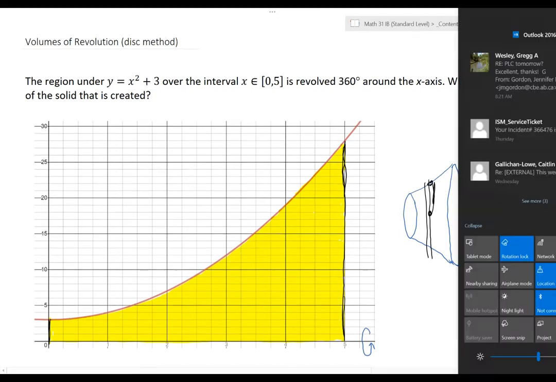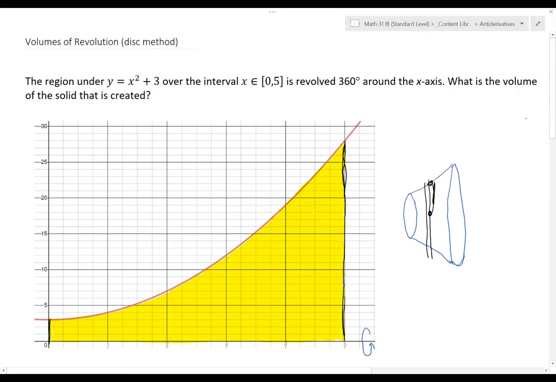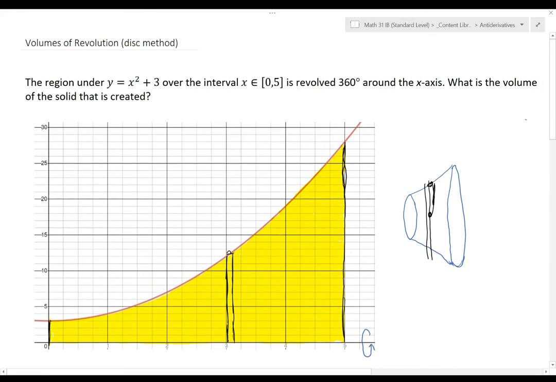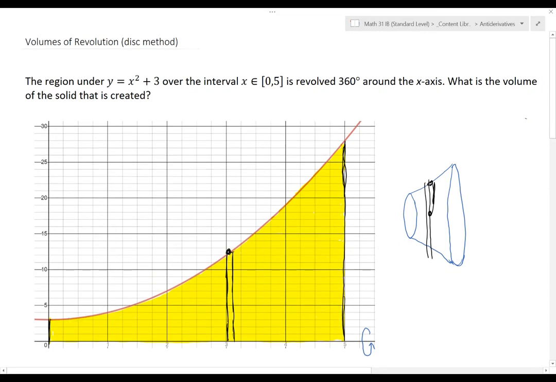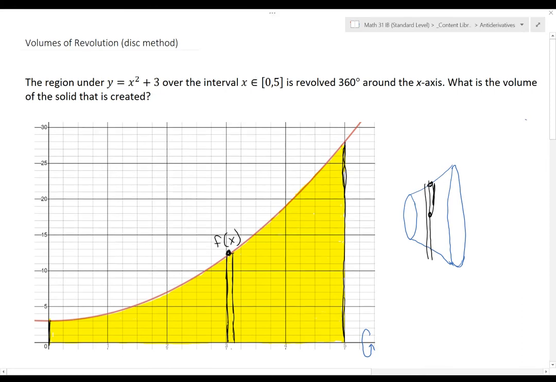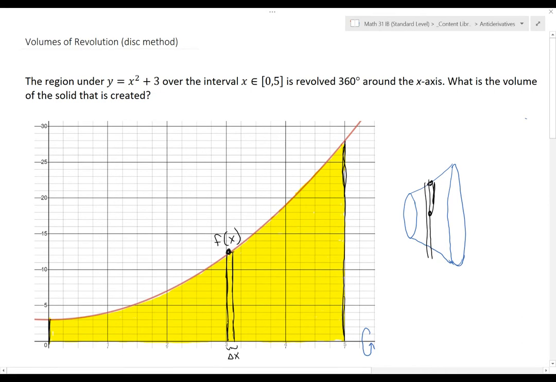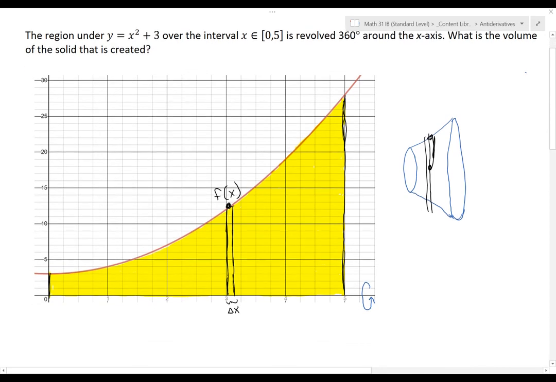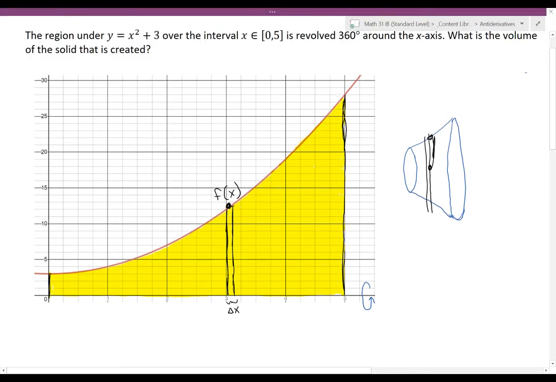It's got a radius that is going to be equal to the y value of the function. So if I consider these slices on my original area, a little slice like this, the height of that slice is going to represent the radius of the circle once I rotate it. So that radius is going to be f of x, or in this case, x squared plus 3. The width of this is going to be delta x, because we want the width to be getting infinitesimally small so that we can add infinitely many of these together.